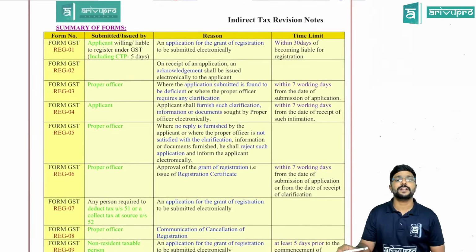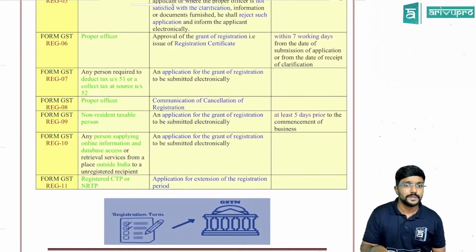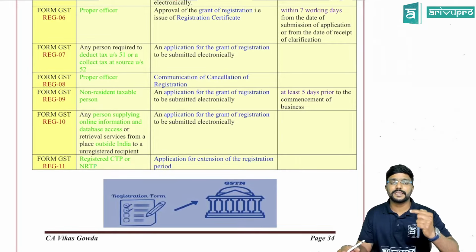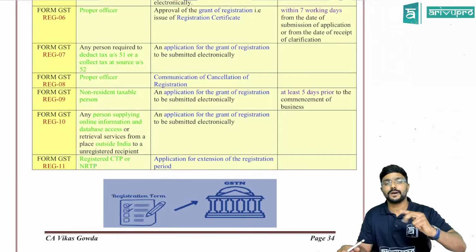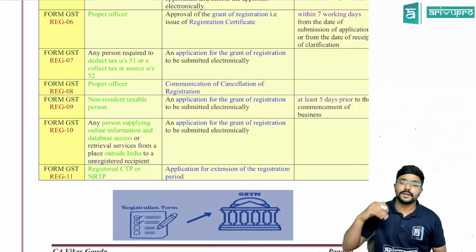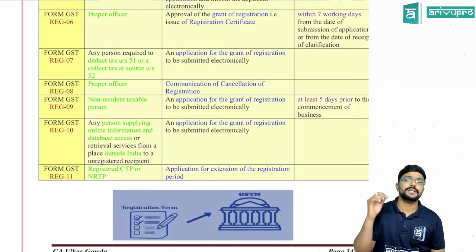Then coming to the summary of forms. We have discussed till REG 6. I have already discussed it along with the timeline. Then coming to REG 7, the person who is supposed to take registration as a deductor of tax or collector of tax has to make the application in REG 7, and if there is any cancellation of registration, it will be communicated to them in REG 8.